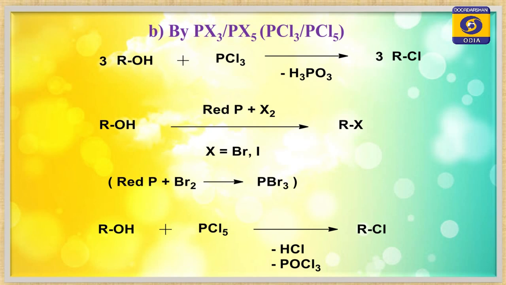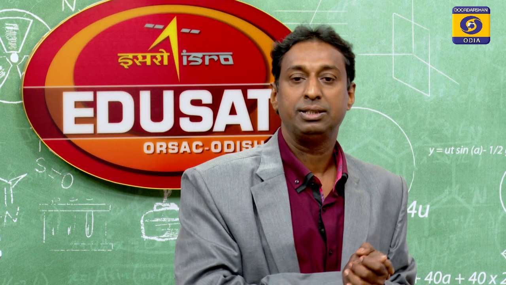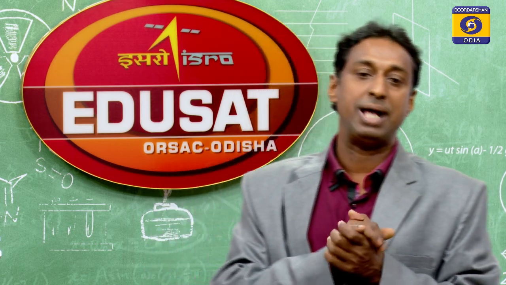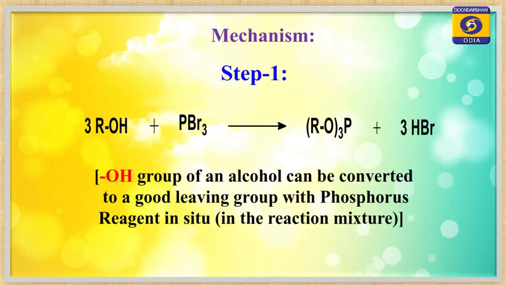So, let us see the mechanism behind the addition of PBr3 to alcohol. Remember again, I have told you the OH group removal is very difficult. So, you have to make a good leaving group. Therefore, we are using PBr3 or PCl5 or PCl3. What is there? You get a trialkoxyphosphine, or P(OR)3, when you add PBr3 using 3 alcohol.